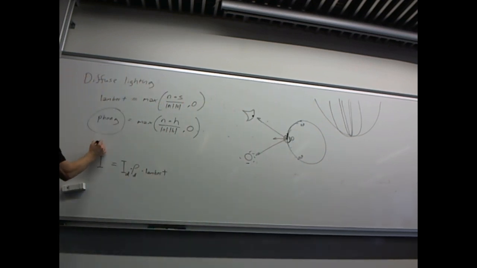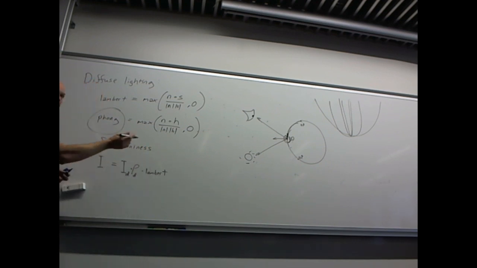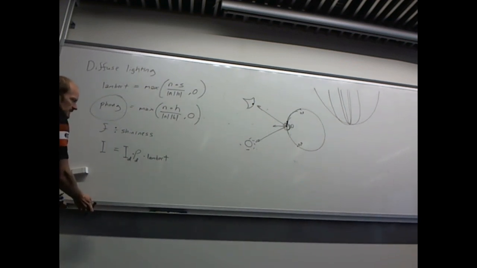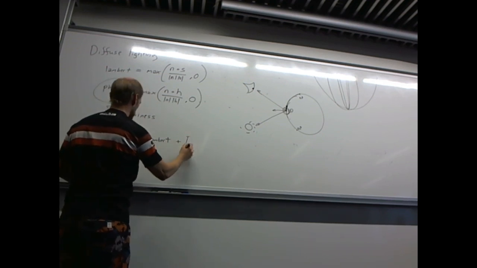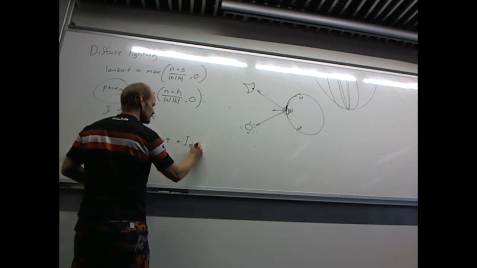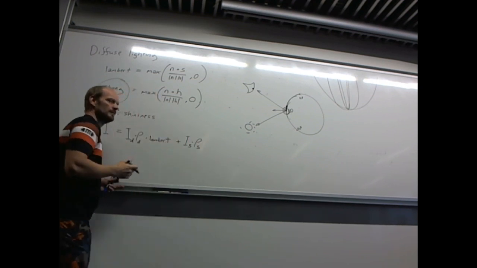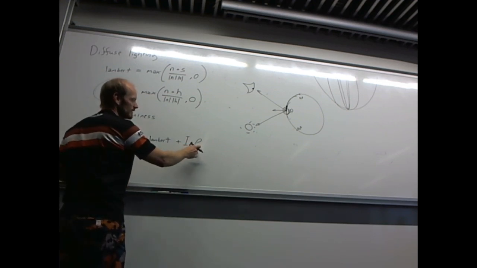So we add this factor that we call shininess. f is the shininess of a material. So the shininess factor is part of the material, not part of the light. And then we add to here, so this is the diffuse part. We add the specular intensity times the specular effect of the material.